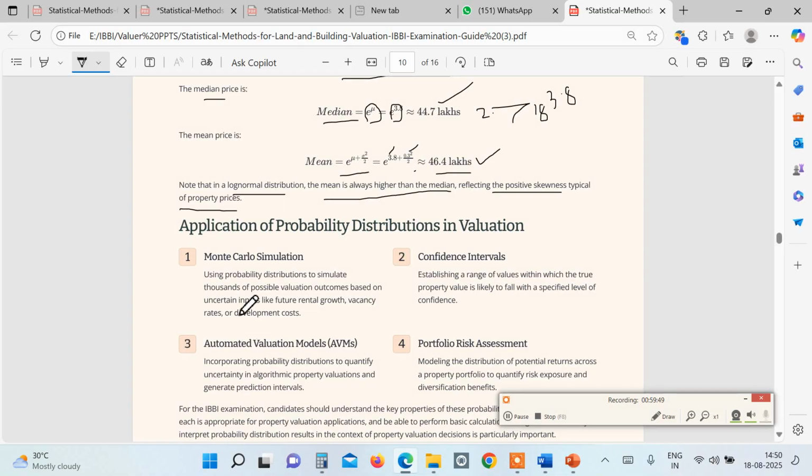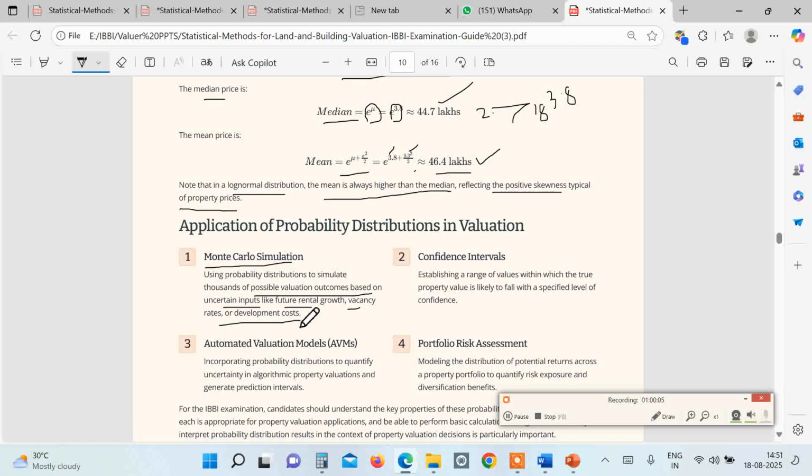First thing is Monte Carlo simulation. Using probability distributions to simulate thousands of possible valuation outcomes based on uncertain inputs like future rental growth, value rates, and development cost.